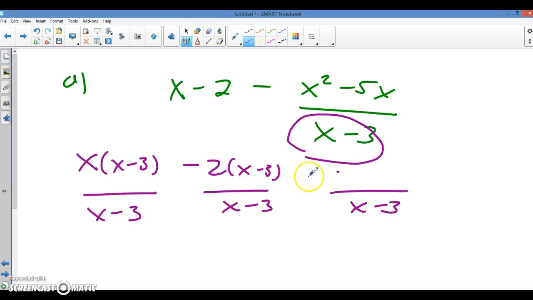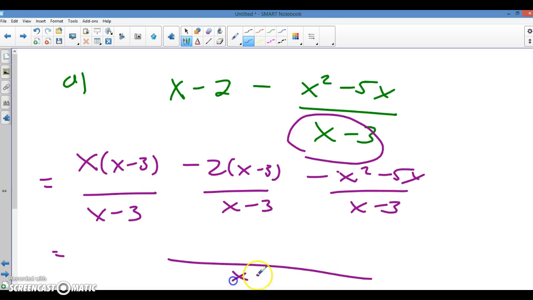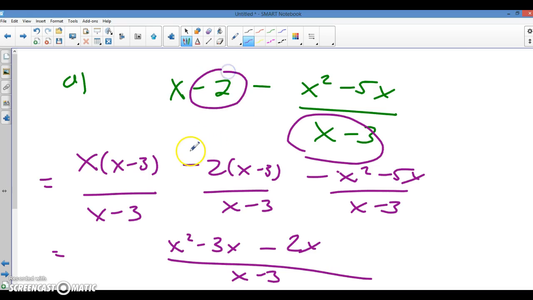Just going to rewrite this here, minus x squared minus 5x. Then your next step would be to expand everything. And this whole thing's over x minus 3. You could have done that earlier also. Just put everything over the same thing. And that's this minus, be careful here, this is negative, negative. So negative 2x. And then the negative is on everything. So it's negative 2 times x, negative 2 times negative 3. So that's plus 6. Minus x squared.